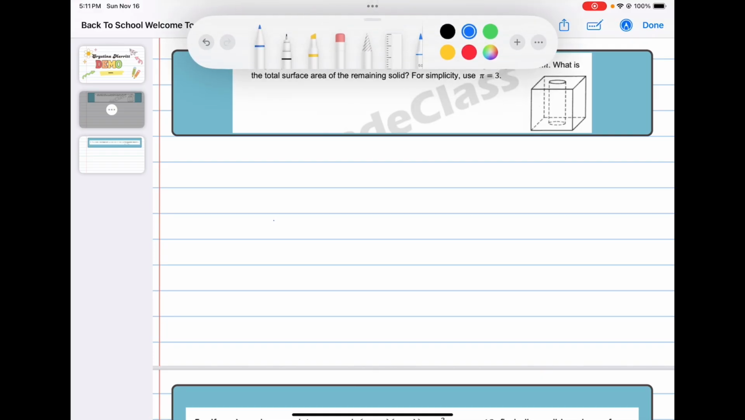So if I were teaching this, I would first remind students what the surface area of the whole cube was. In order to find the surface area of the cube, we know that each edge is 10 centimeters. And so I've written that down there.